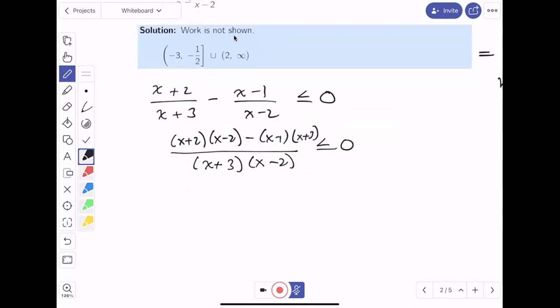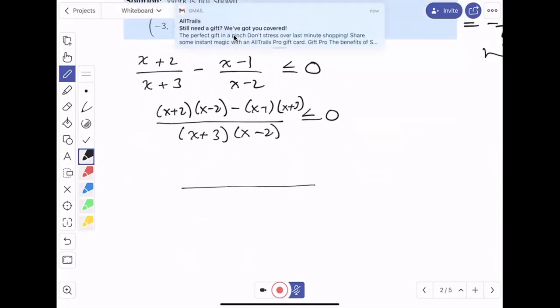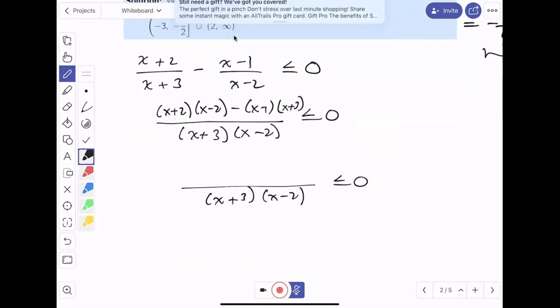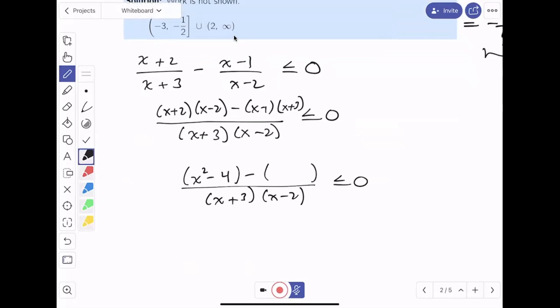All right, let me keep moving forward. And the bottom's already factored. And what do you get on top? You get x squared minus 4. That was easy. Minus, well, the second one's going to be x squared. And then you get 3 minus 1, which is plus 2x. And you get minus 3. I'm going to keep moving forward. And yeah, the work is important.